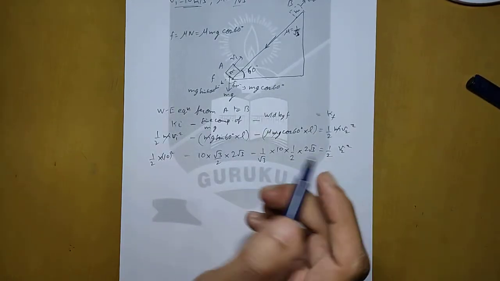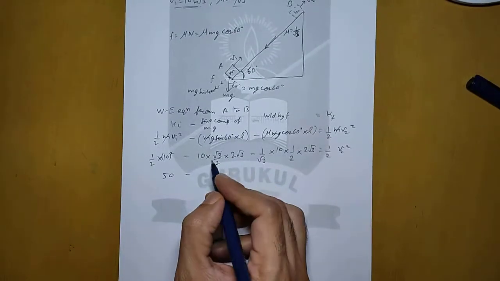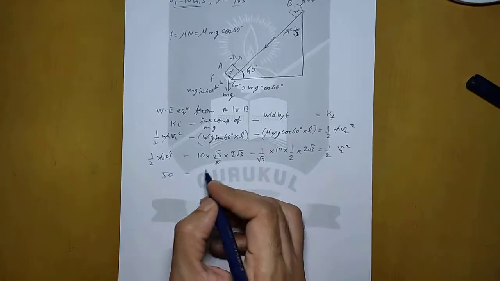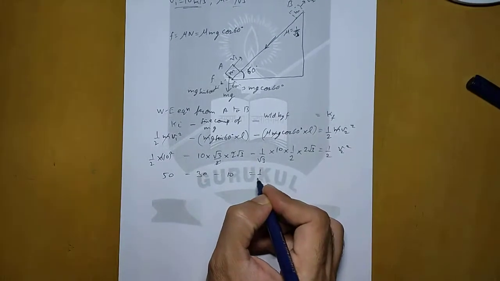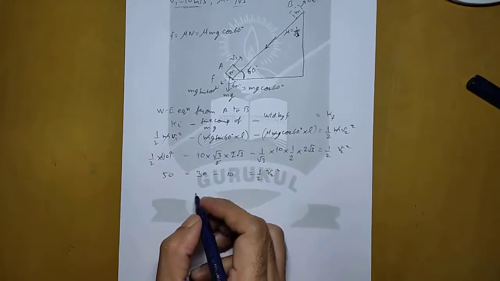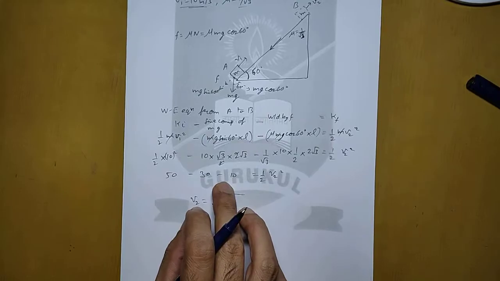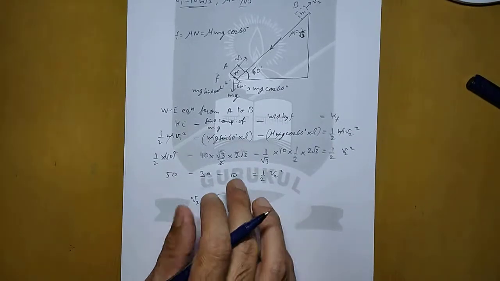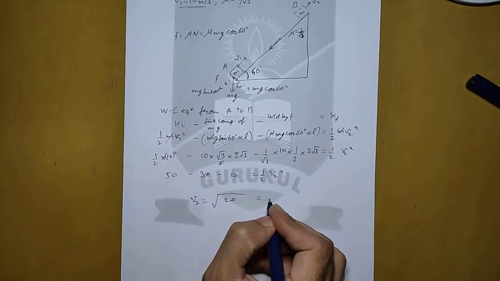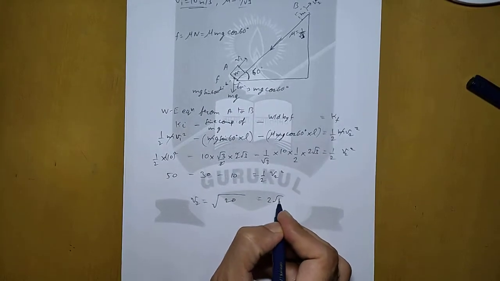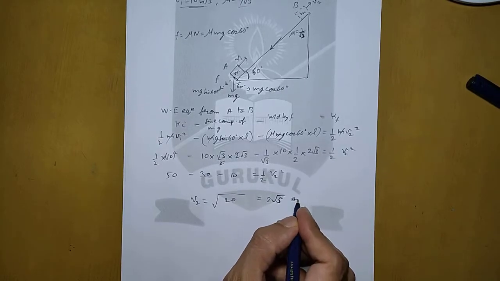v2 square. Now if we solve this, this will be equal to 50 minus 30 minus 10, equal to half v2 square. So from here v2 will be equal to root of 50 minus 40, that is 10, so root of 20, which will be equal to 2 root 5, and this will be your answer.